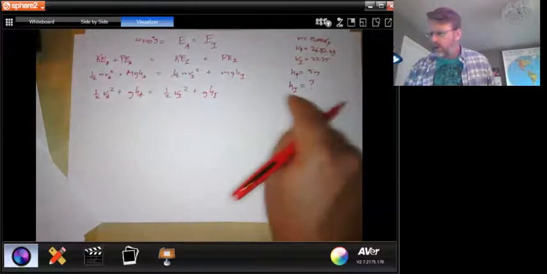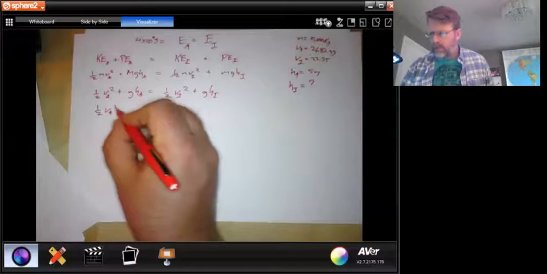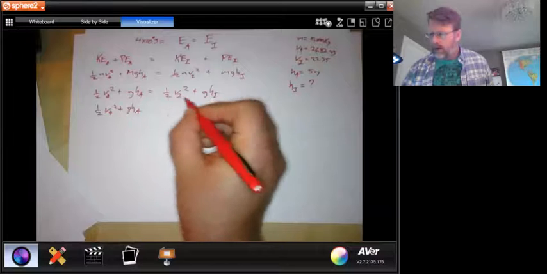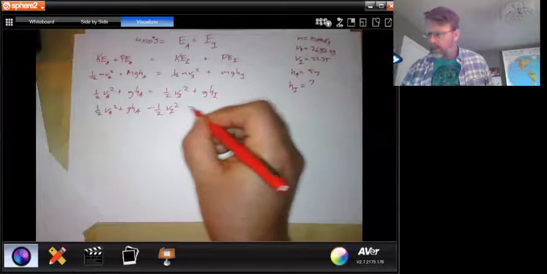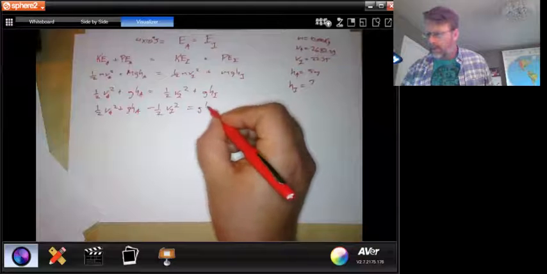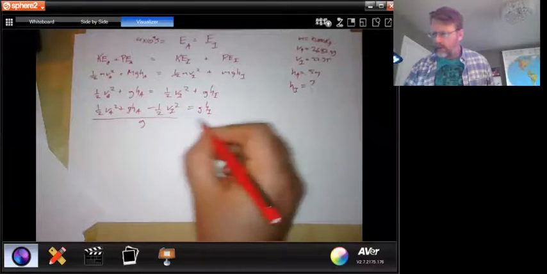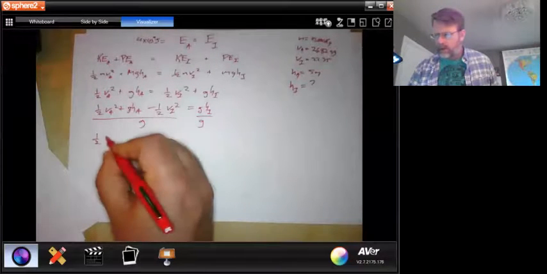Now we're solving for h. So we're going to take the g. Now I'm going to subtract this from both sides. And then finally dividing both sides by g. Okay, so we plug in our numbers.